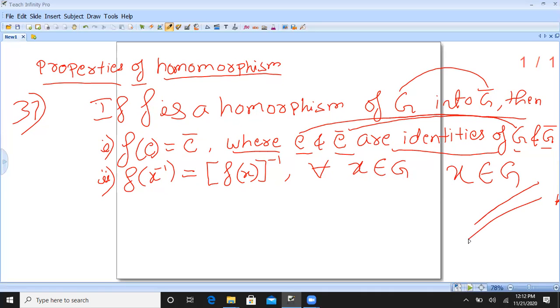Next we shall see the proof for this. For all x belonging to G, therefore we can write x = xe.